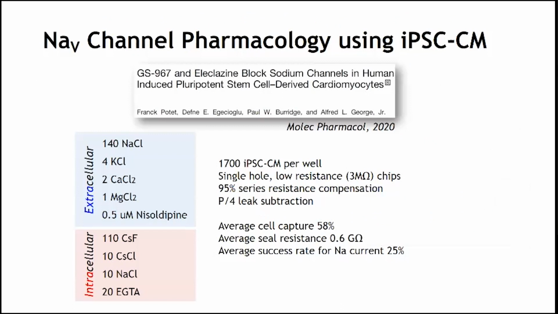So this first paper was led by Franck Potit, who has since left my lab and is now a scientist at Icogen. This also represents important and strategic collaboration with Paul Burridge in my department, who is an expert at the cell biology of iPS cells and cardiomyocytes. This is our first paper studying novel sodium channel blockers on human cardiomyocytes.